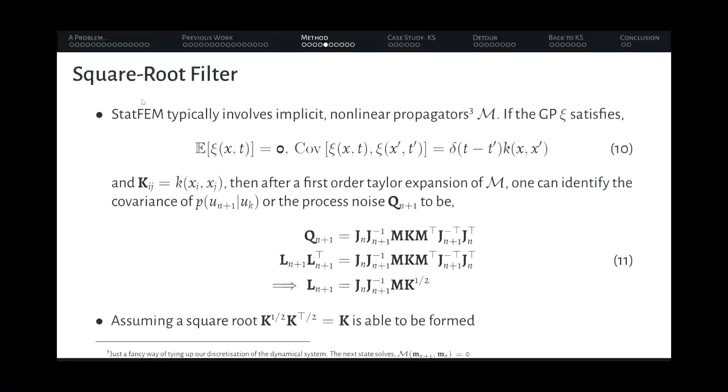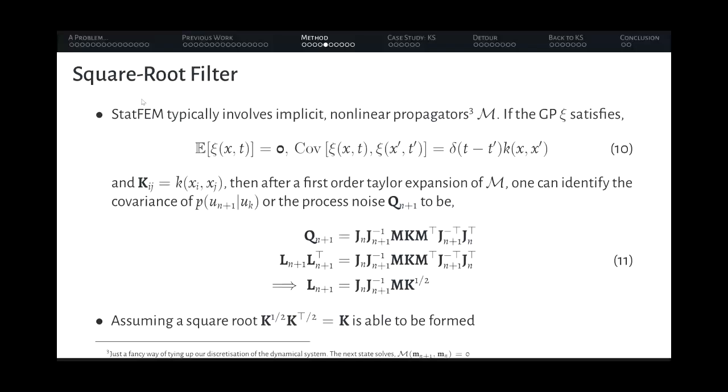So low rank smoothing and low rank filtering for StatFEM starts with examining the square root part of things. When you throw that Gaussian process into the model, StatFEM, the time integration we use generally involves a propagator that is implicit. A propagator is just a nice way of tying together the dynamics of the PDE inside our discretization scheme. And we have to filter the Gaussian process we're using as additive noise through that propagator. And we do it via a first order Taylor expansion.